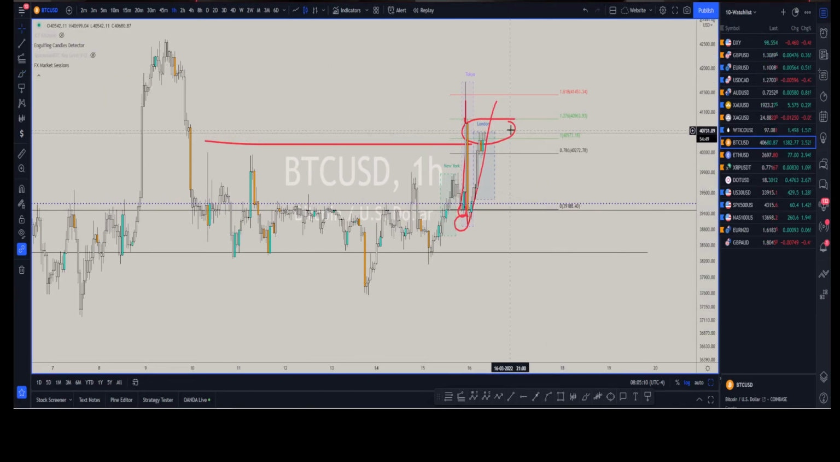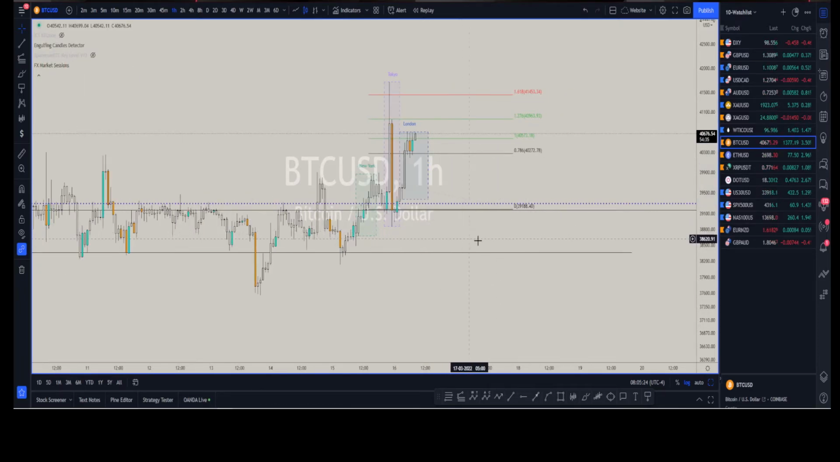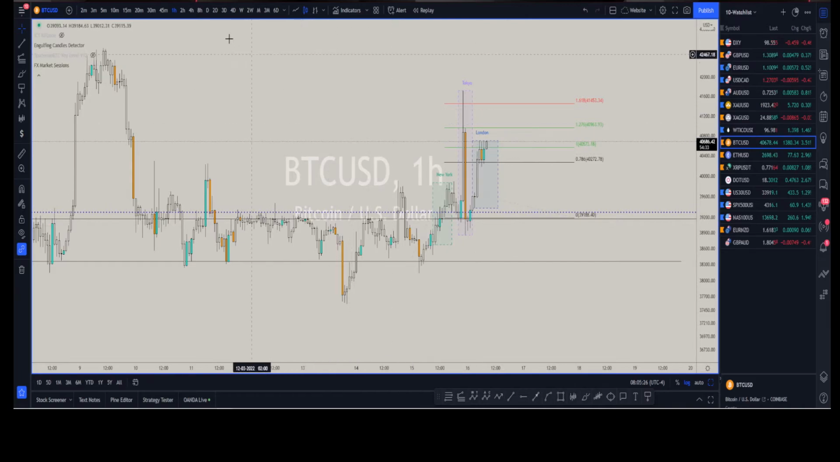Can it continue from here all the way up? Yeah. Do I have a trade? Your trade was in London. Not now. Your trade was in London. 2 hour.